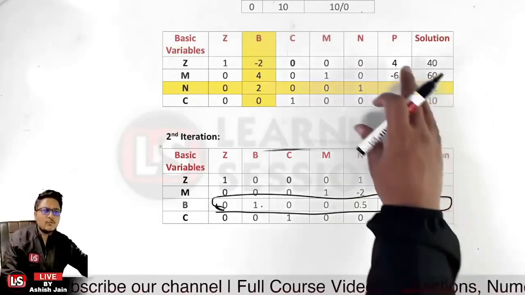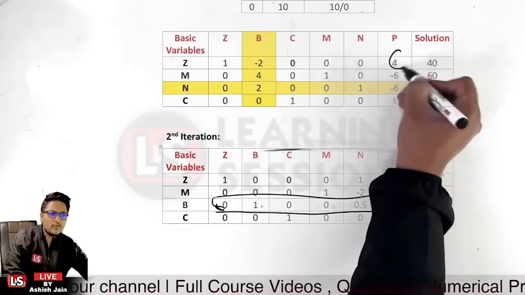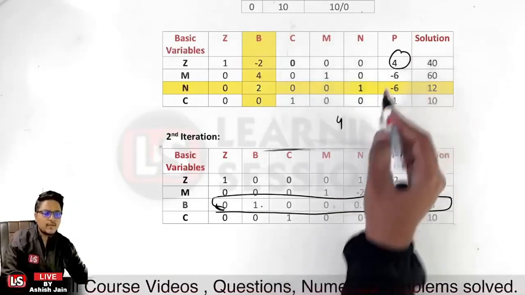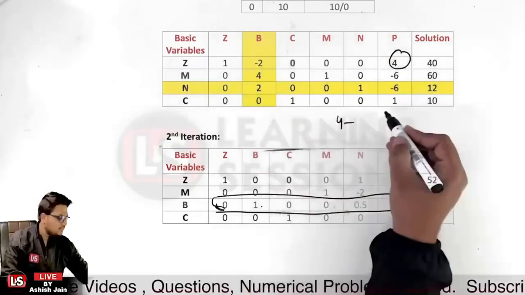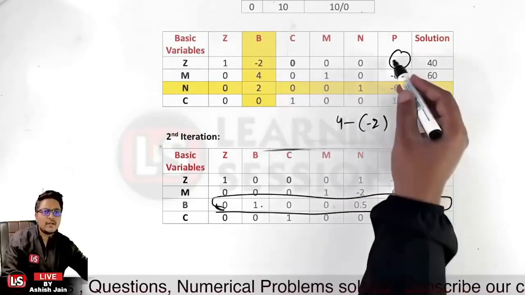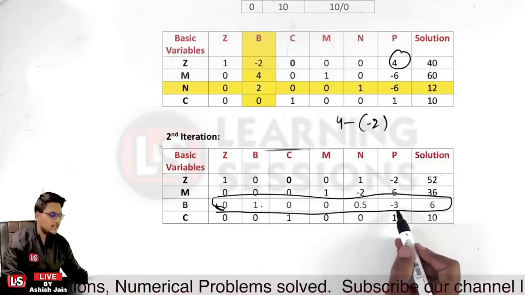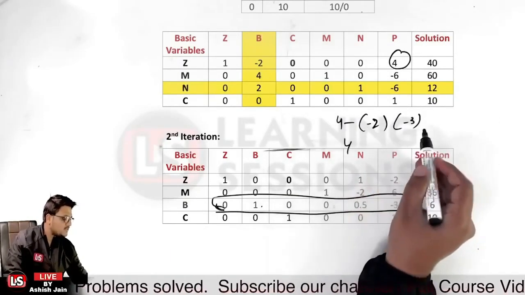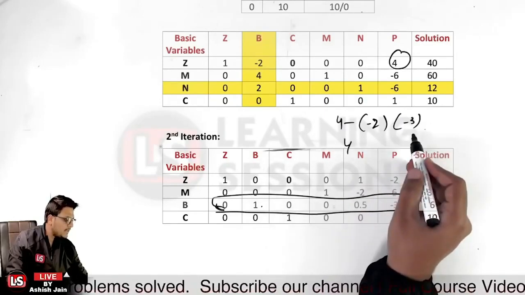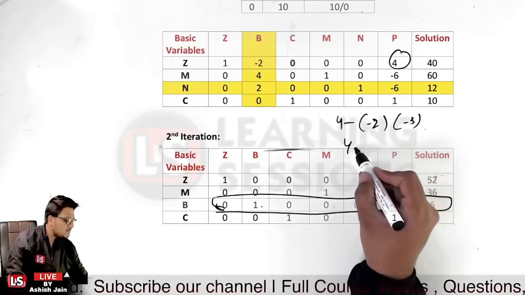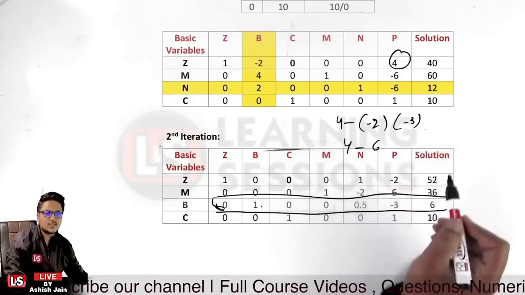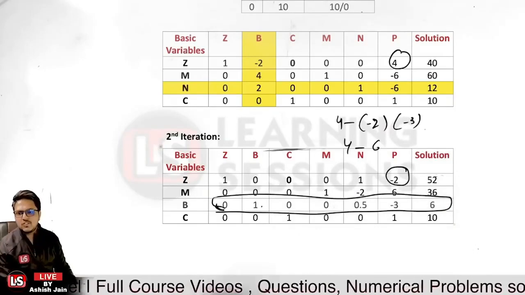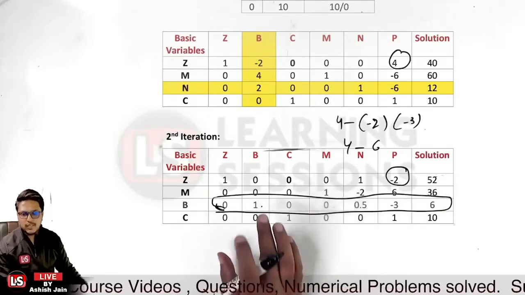And if we want to calculate the new value in the table for the 4 over here, how will we calculate it? It will be 4. The pivot entry over here is minus 2, and the new pivot entry is minus 3. So it is equal to 4, minus 2 times minus 3 is equal to minus 6. Minus is plus, and plus minus is minus again. So it will be equal to 4 minus 6, which is equal to minus 2. So it basically comes out to be minus 2 again. It's not difficult, but you need to pay attention to it.